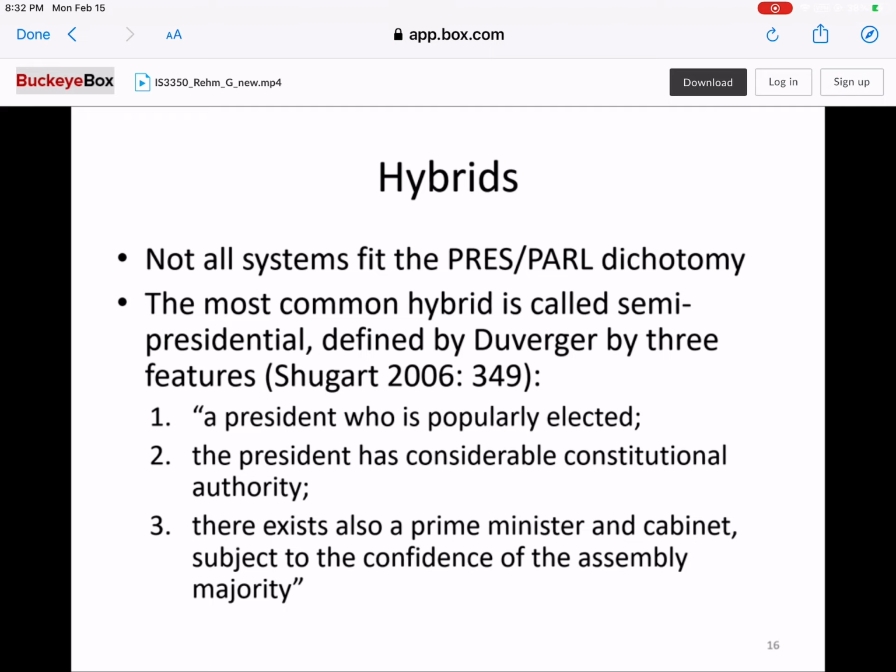For example, if you look at the German system, there is actually a president, but the president has largely ceremonial powers, and the real focus of power is the prime minister, and therefore we call the system a parliamentary system. The prime minister in the German system is called chancellor, but it's the same thing.